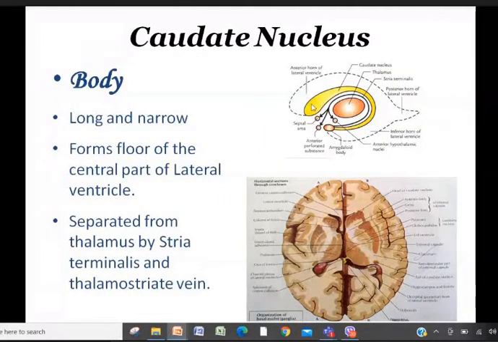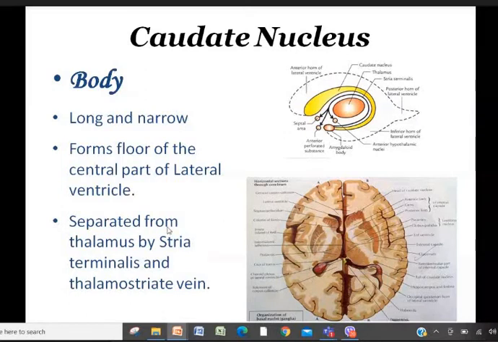Now body. This is head, forming the anterior horn of the lateral ventricle. In these pictures, you can see it clearly. Now we're talking about the body. The body of the caudate nucleus is long and narrow. It forms the floor and central part of the lateral ventricle. Look at here, this is the floor.